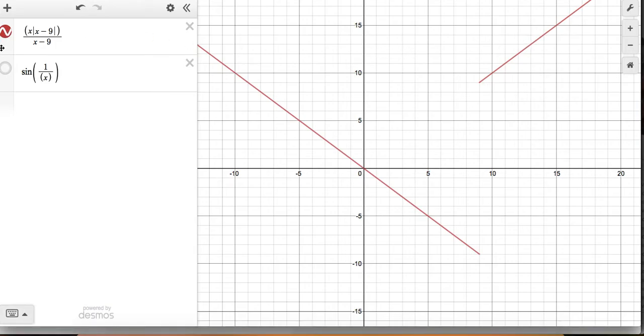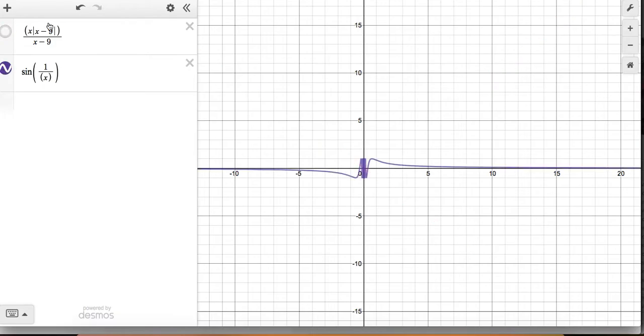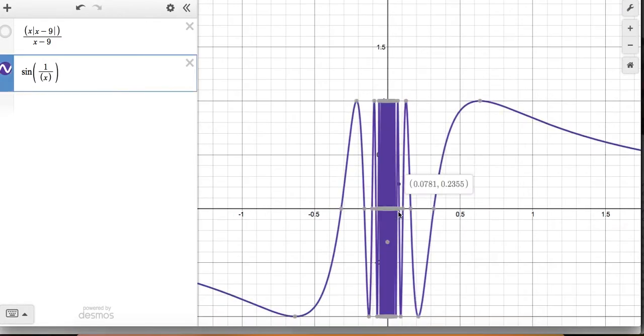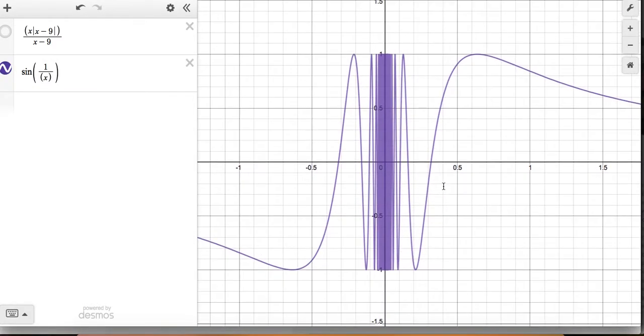So if we take a look at G, the graph of G looks like this. I'm just going to zoom in a bit. Okay, this is sine of 1 over x. And notice that as we get closer and closer to 0, it just bounces back and forth between 1 and negative 1 quicker and quicker.